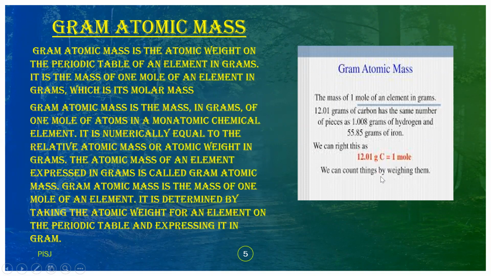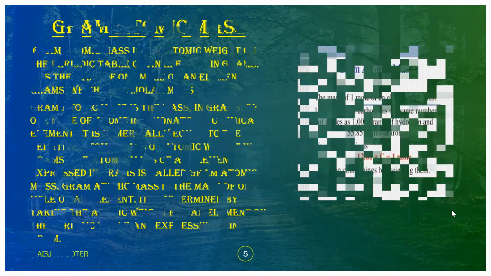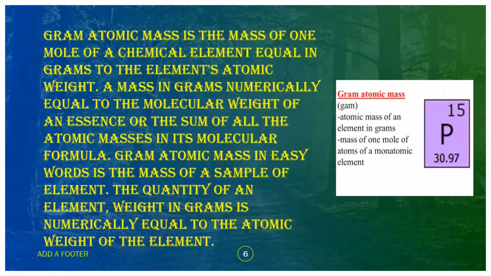In previous lectures, I told you about mole. Scientists use mole for counting, so we can count things by weighing them. Basically, gram atomic mass is the mass of 1 mole of a chemical element equal in grams to the element's atomic weight. So it is the mass in grams numerically equal to the molecular weight of a substance or the sum of all the atomic masses in its molecular formula. In easy words, gram atomic mass is the mass of a sample of an element. The quantity of an element weighed in grams is numerically equal to the atomic weight of that element.